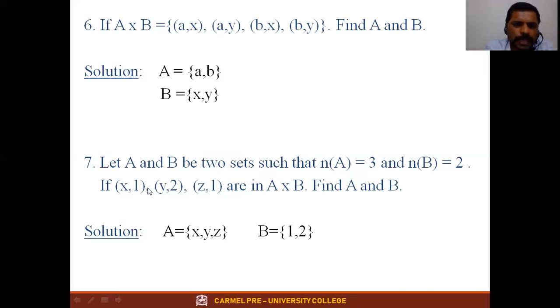Next, what have you got? Here 1 is there, 2 is there, 1 is there. So you know that in B there are only 2 elements. Which are the 2 elements? 1 is there and 2 is there. That's it. No more elements. B is equal to {1, 2}. Okay. So if you have not understood this properly, you cannot answer this. Right? That's why it is very simple and also a little tricky.